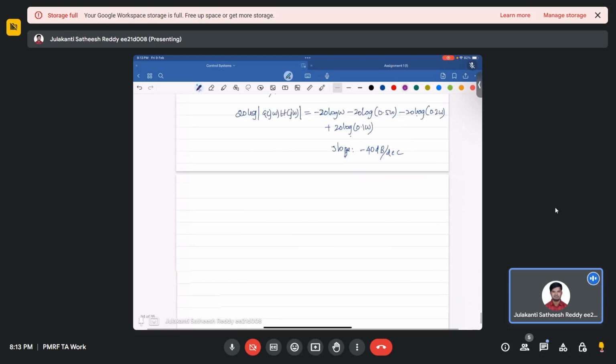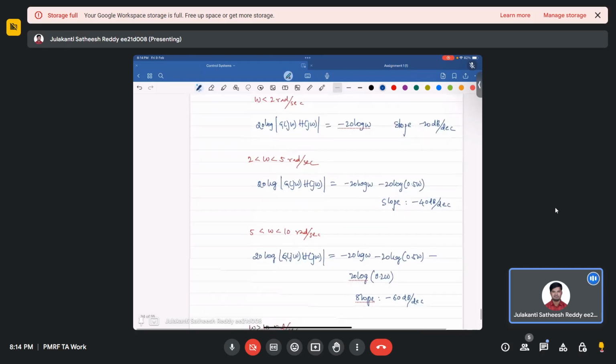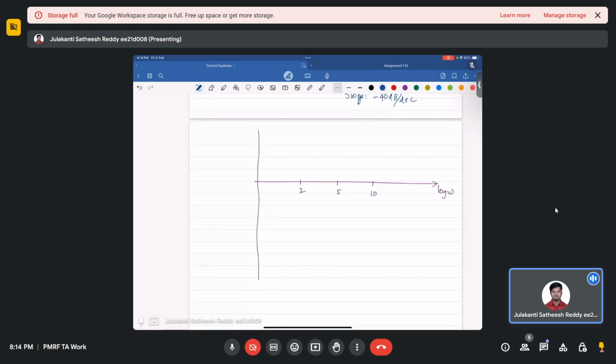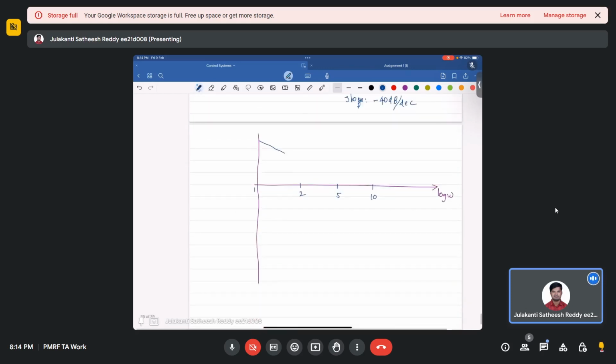Now let's draw the magnitude plot. This is 2 radians, this is 5, and this is 10, and it goes on up to infinity. What is that? It will be minus 20 dB per decade. So you can calculate it. This is 1, and 20 log 1 means it starts at 0. So you need to find out that initial value. So 20 log 1, at this point up to this frequency, it will be 0 magnitude.